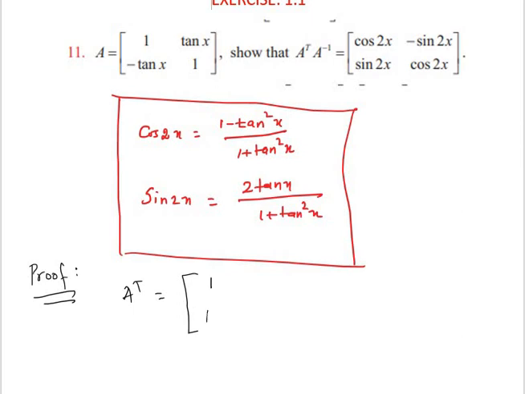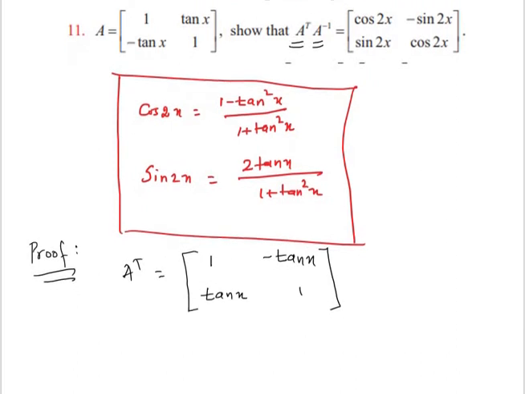That is 1 tan x. The first row becomes the first column, and the second row, minus tan x 1, becomes the second column. This is A transpose, right? Next is A inverse. A transpose I got. Next I have to find A inverse.